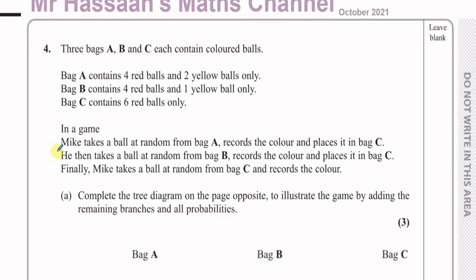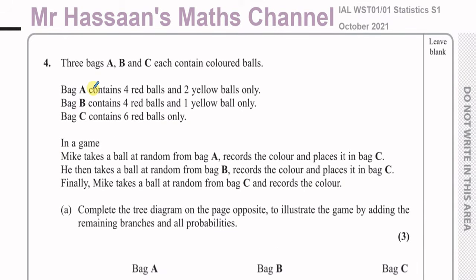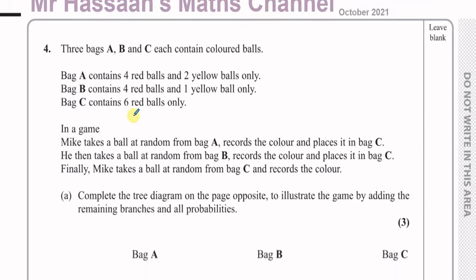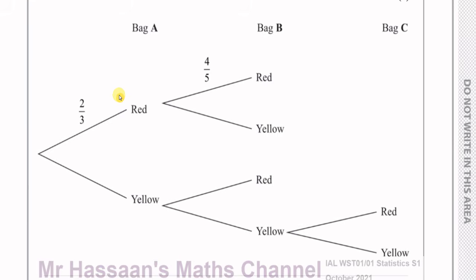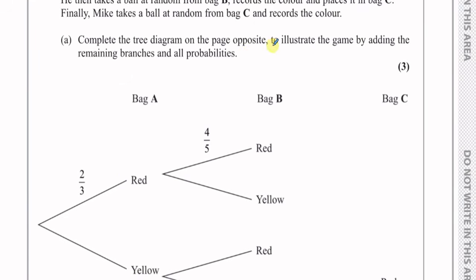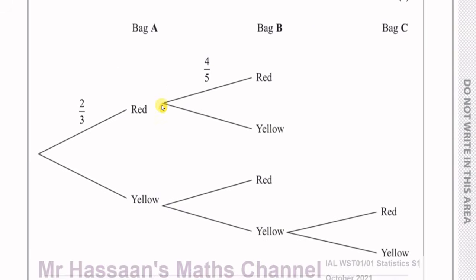There's a game where Mike takes a ball from bag A, records the color and places it in bag C. He then takes a ball from bag B, records the color and places it in bag C. And then finally he takes a ball from bag C and records the color. So we've got to look at all the different scenarios that could happen and complete this tree. We have to add maybe some branches and all the probabilities.